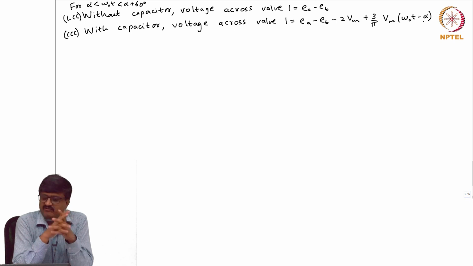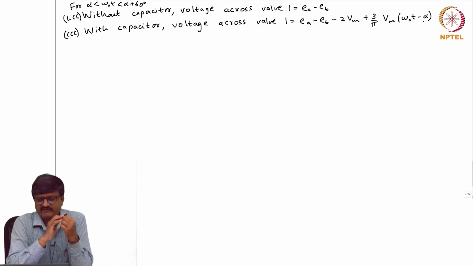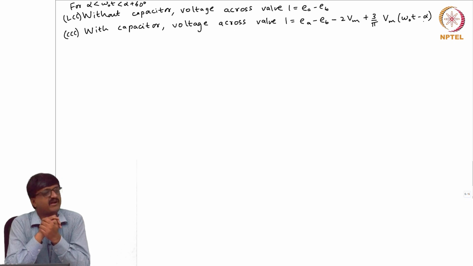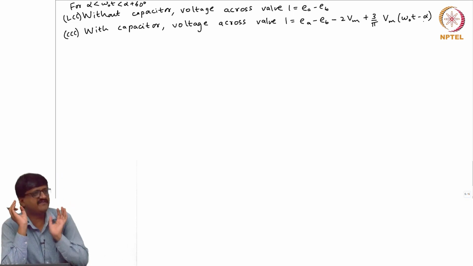Now, first of all, do you see that this voltage across valve 1 with capacitor is more negative? Minus 2 Vm plus 3 by pi Vm into omega t minus alpha. Do you see that it is negative? It is always negative for alpha to alpha plus 60. Due to that, it takes longer for the voltage across valve 1 to become positive. So it helps in commutation. That's the idea. So the purpose of the capacitor is only that.